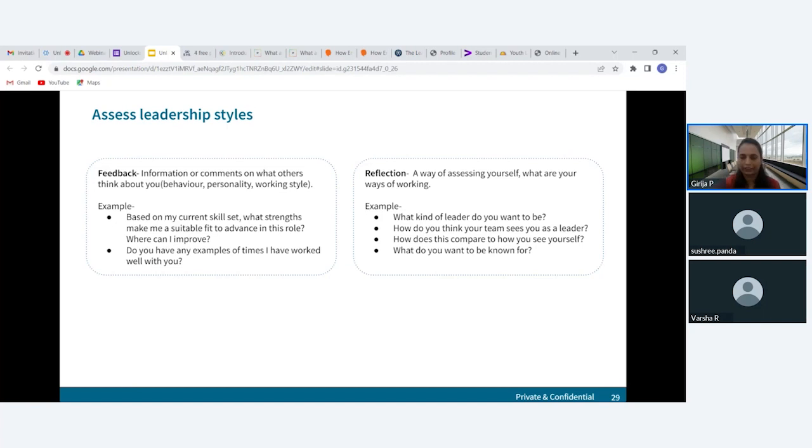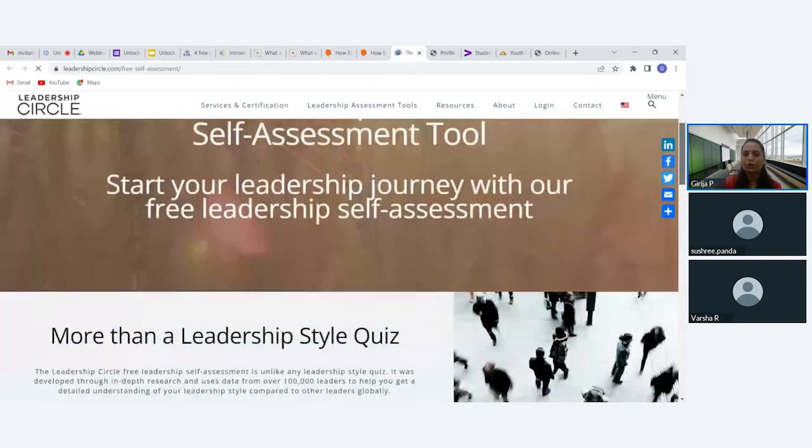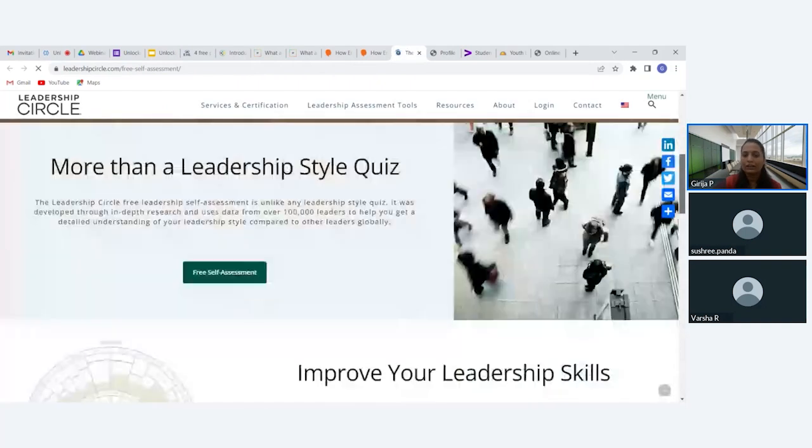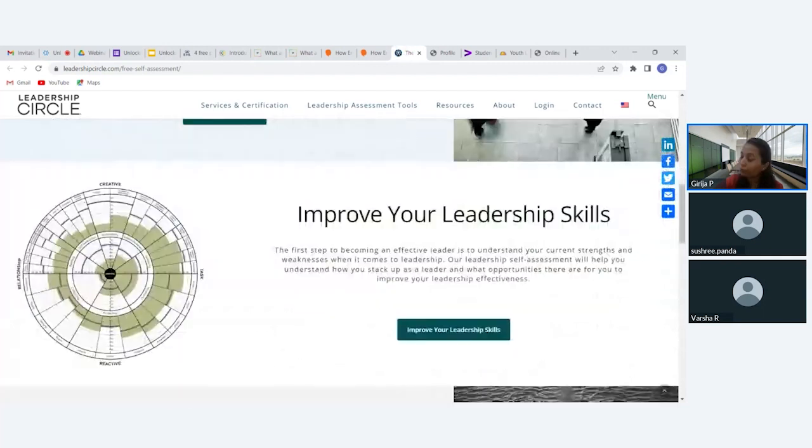So these are the ways you can understand your leadership style. You can also take an online test to understand your leadership style. It will help you understand what leadership style you have and how you can improve it.